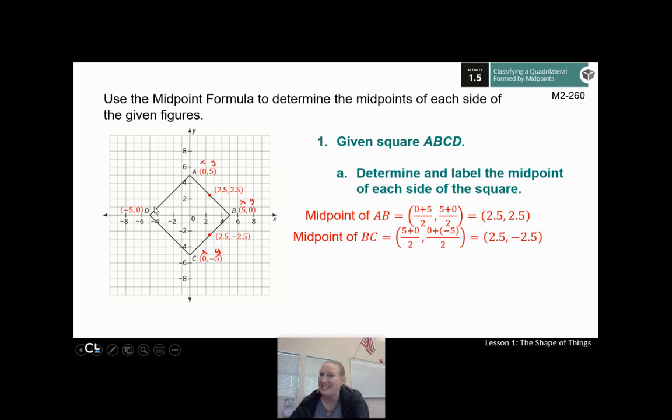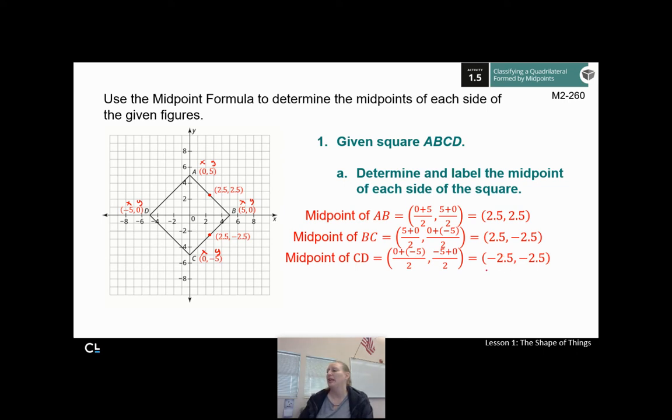Let's do CD. I think you're getting the feel for this. I think you're absolutely getting the feel for this. So we'll add our x coordinates together, negative 5 plus 0 divided by 2. Add our y coordinates together, 0 plus a negative 5 divided by 2, which means we end up with negative 2.5 and negative 2.5 for our midpoint. So I'm going to go left 2.5, down 2.5, put my point there, put my coordinates there. Yay, us.